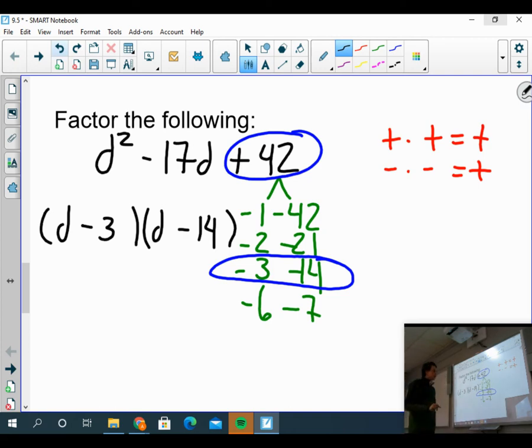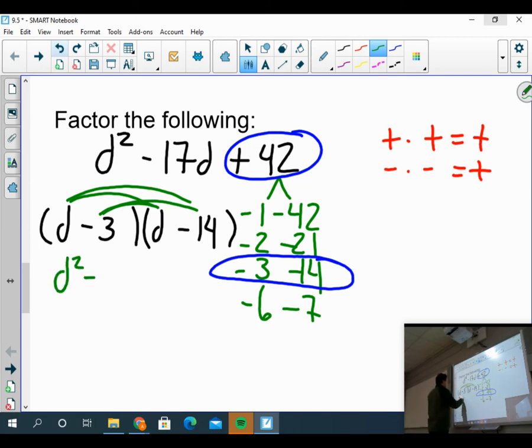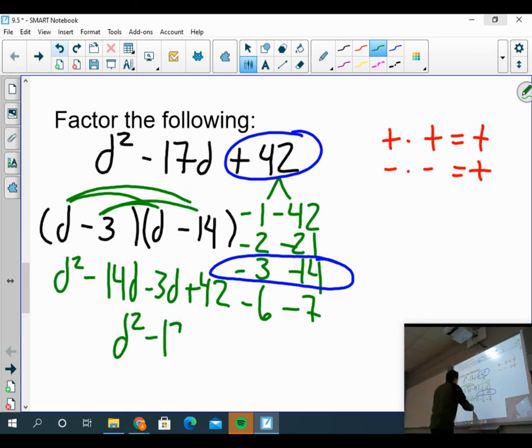And even more important now so than before is to check your work, especially when you notice a negative in your initial trinomial that you're looking to factor. Check your work by multiplying out the binomial. D squared minus 14D minus 3D plus 42. And that negative 14 and negative 3 are going to combine to give me D squared minus 17D plus 42.